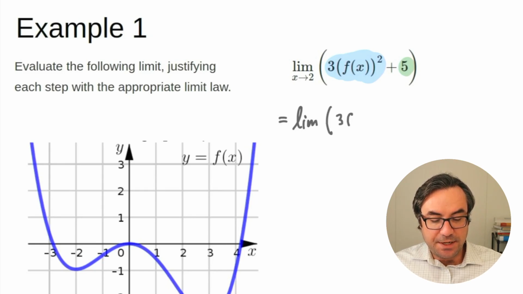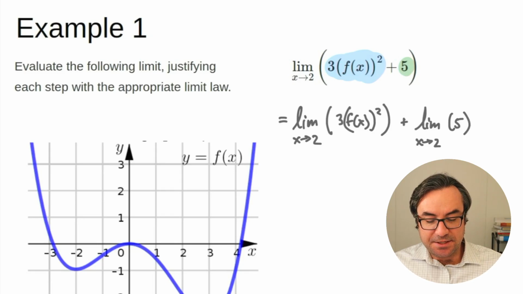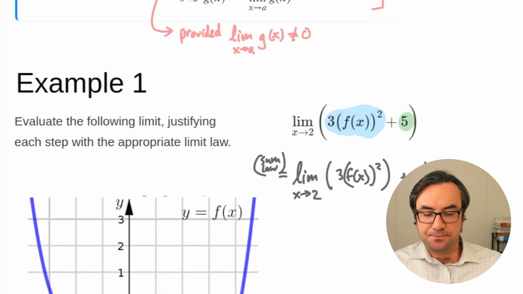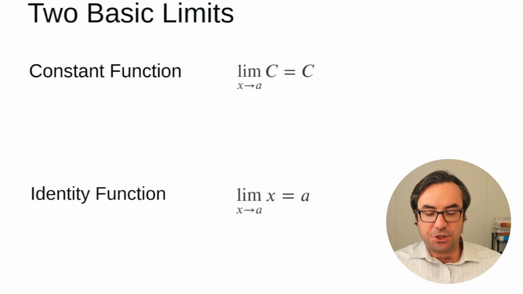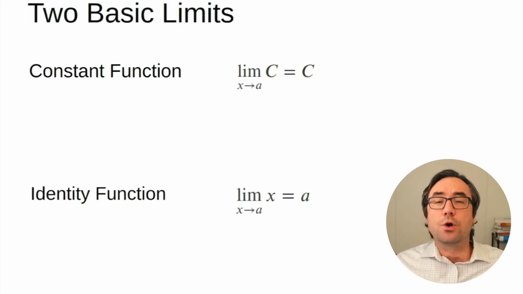So we'll have the limit of 3 times f of x squared, limit as x goes to 2, plus the limit as x goes to 2 of that constant function 5. And this is the sum law. So we're just going to justify that step. All right. So what do we got next? Well, we've got the limit of 5. That's a constant. So we've already reached one of these basic limits here. The limit of a constant is just the constant. So we're good with that 5.